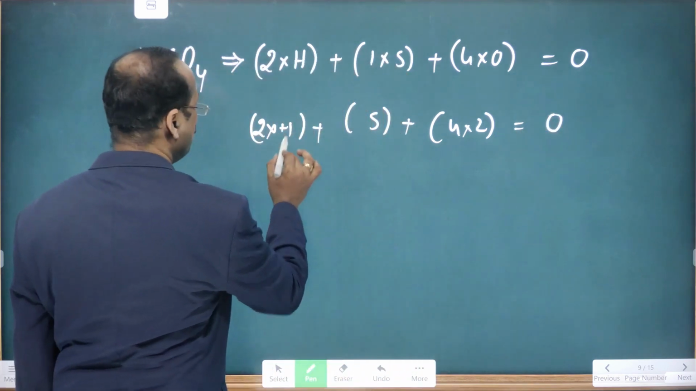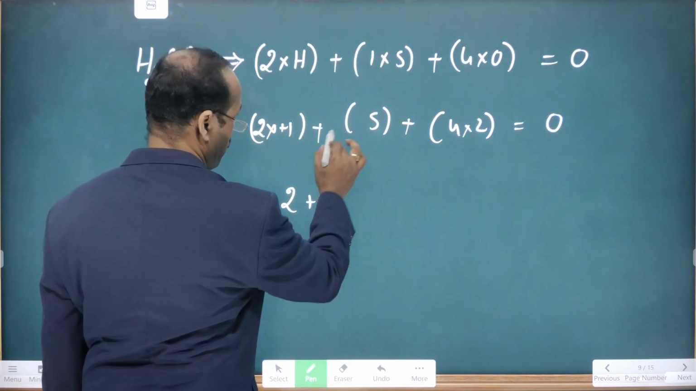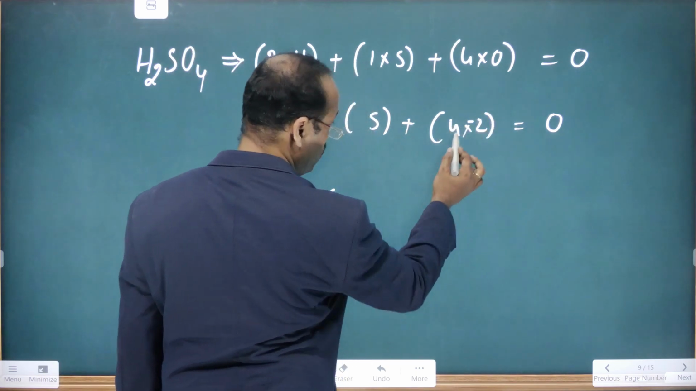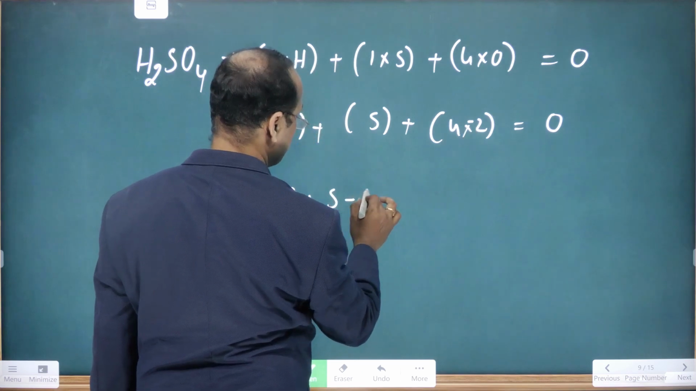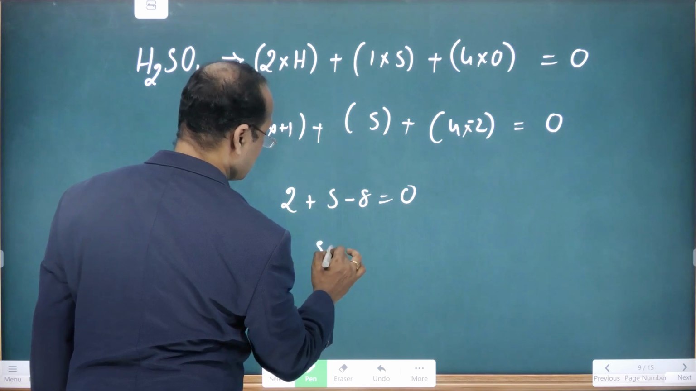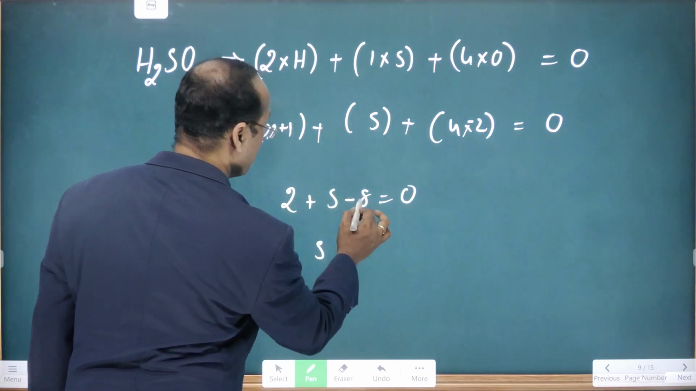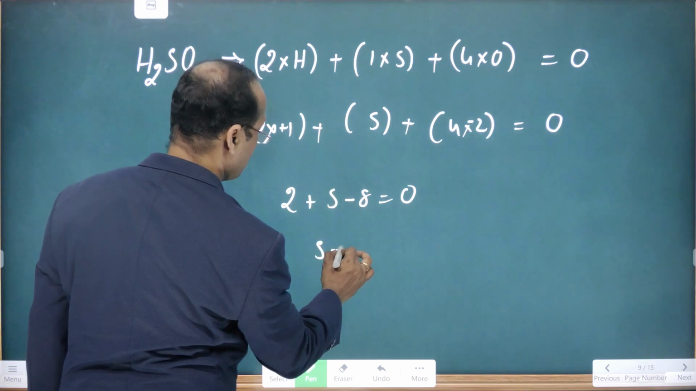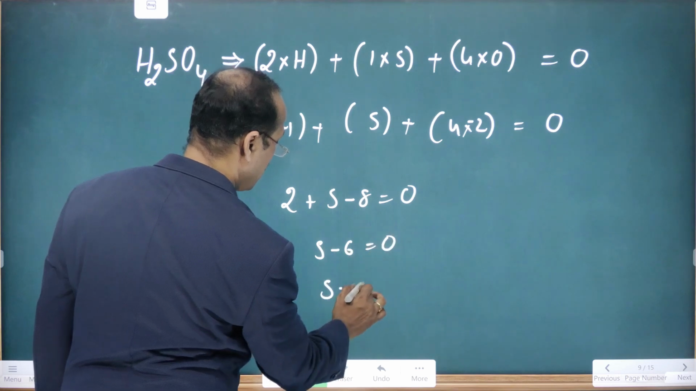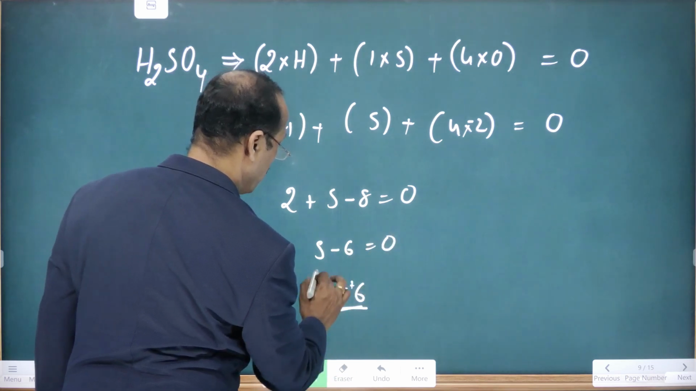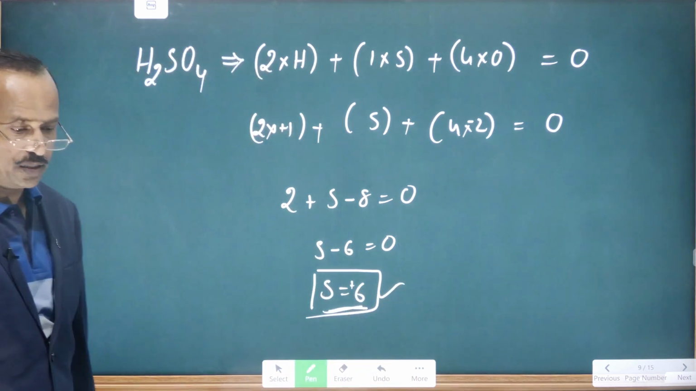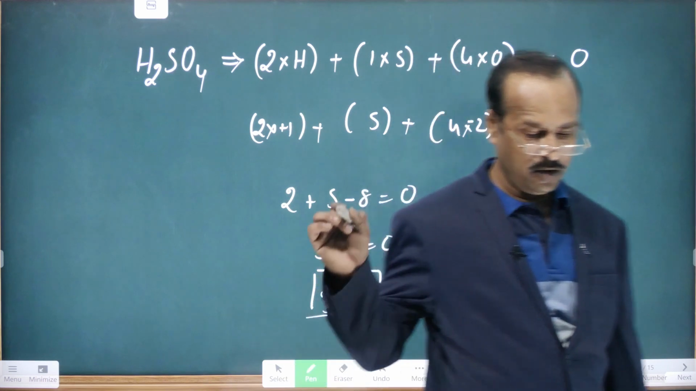Correct? 2 into plus 1 is 2, plus sulfur. Here oxygen is minus 2. Sorry, oxygen is minus 2. So 4 into minus 2 is minus 8, is equal to 0. 2 minus 8 is equal to minus 6, is equal to 0. Now plus 6, minus 6 I am taking to that side, it becomes plus 6. So the meaning is what? The sulfur oxidation number is 6. Sulfur oxidation number is what? 6. Did you understand? Once you check.